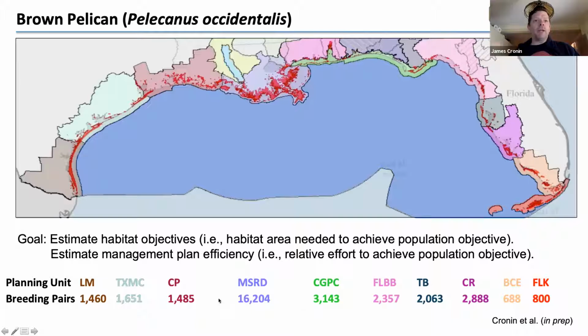What I'm showing you down here are the plan units, which I've color coded according to the biological planning unit map. So we have the Laguna Madre, the Texas Midcoast, the Chenier Plain, the Mississippi River Delta, the Central Gulf and Florida Panhandle Coast, the Florida Big Bend, Tampa Bay, the Caloosahatchee River, the Everglades, and the Florida Keys. So that's 10 BPUs where we identified breeding pair population objectives for brown pelican.